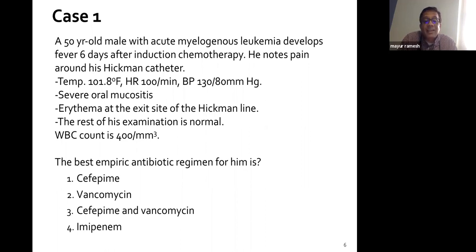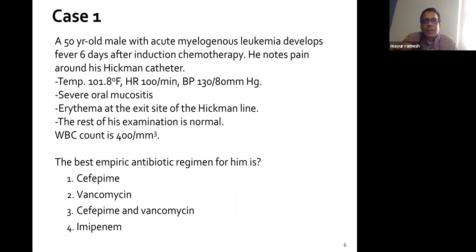So for the best antibiotic regimen for him, the major immune deficit at this point is innate immune deficit and neutropenia. We are looking at translocation of bacteria with mucositis, and so we are looking predominantly at gram-negative coverage, including pseudomonas. So cefepime sounds like a good answer. But there is also additional erythema at the Hickman site, so we want to think about vancomycin as well. The answer would probably be cefepime plus vancomycin.